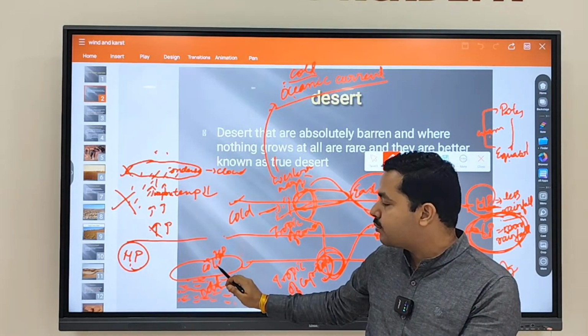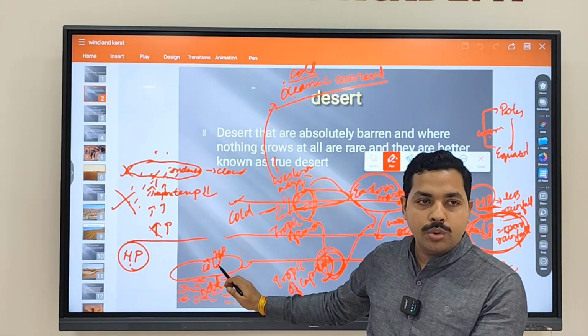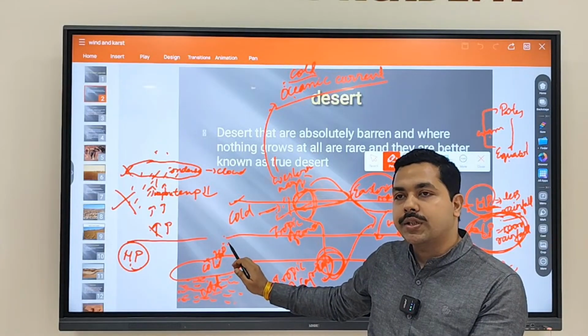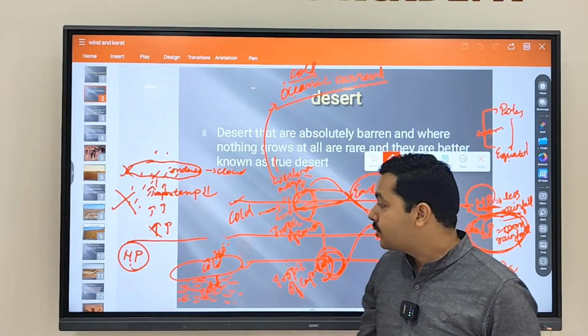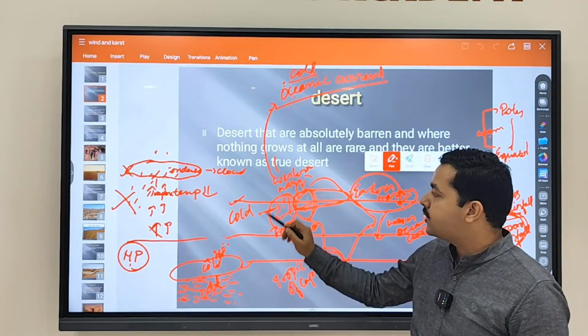So that's why this becomes what? This becomes cold current, cold air. Cold air means what? High pressure is going to develop. It is not going to expand. Clear? Any doubt regarding this one? So that is the reason why this area is not receiving rainfall.